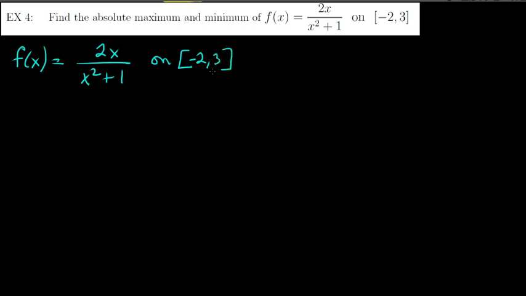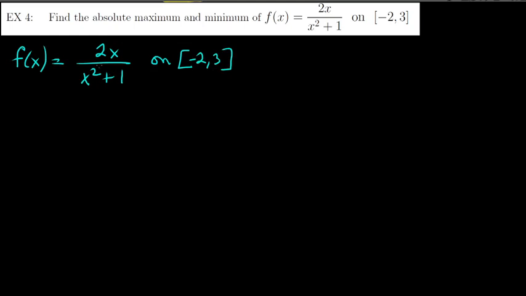Okay. Example 4. Again, we want to find the absolute maximum and minimum of the function f of x equals, so let's write it down here, f of x. This is a rational function, 2x over x squared plus 1, on the closed and bounded interval from -2 to 3.